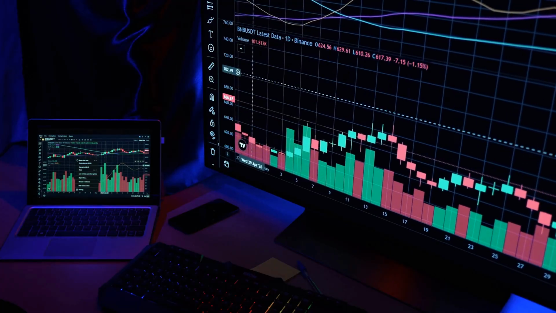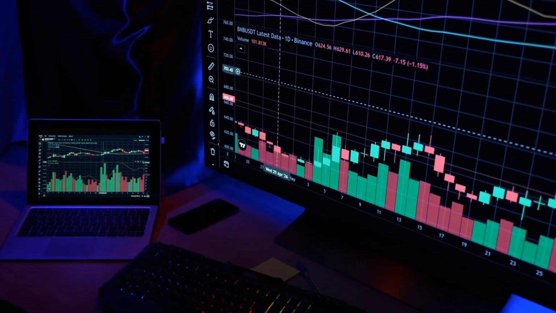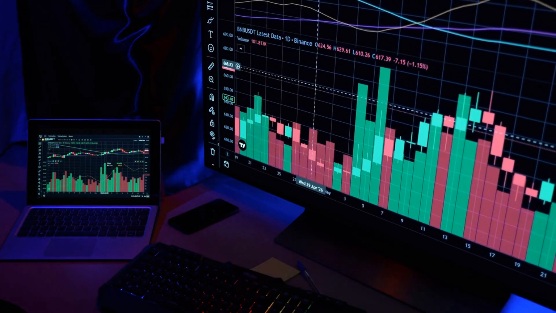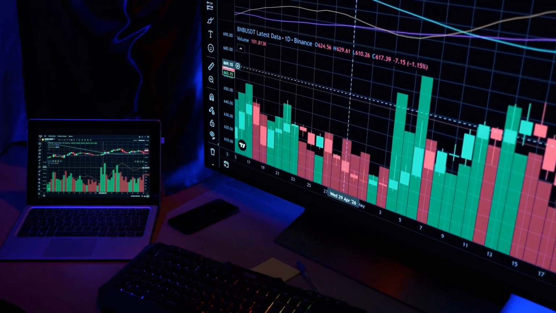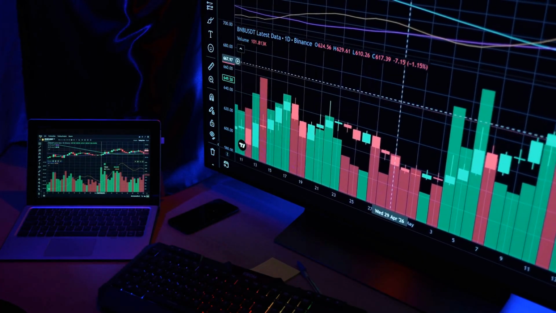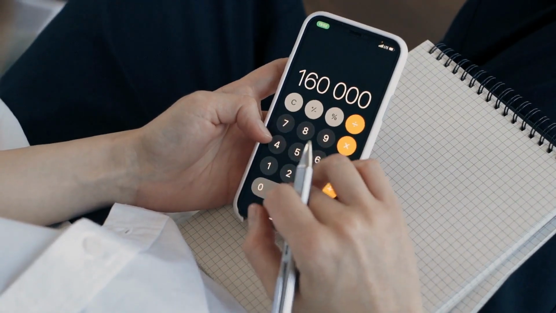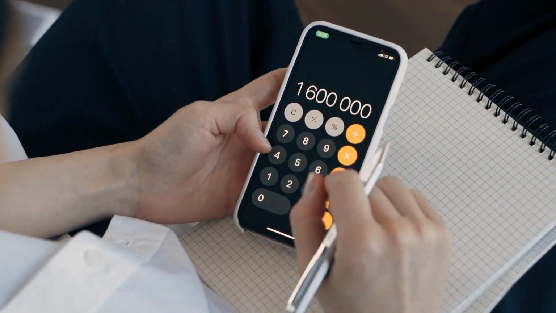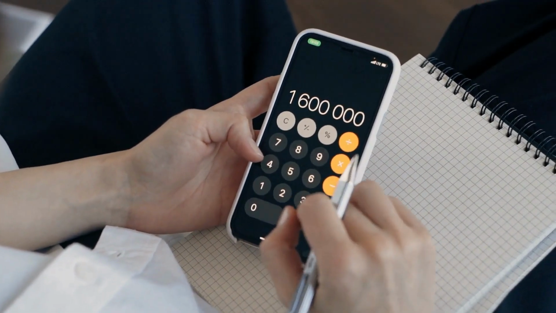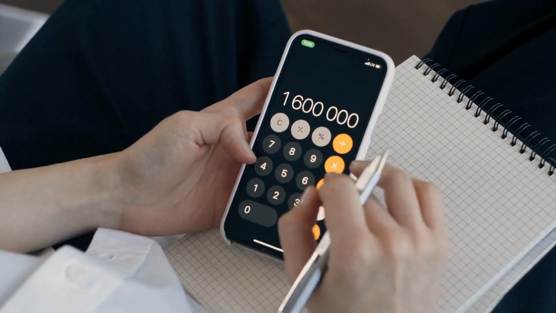Let's break that down with a concrete example. Imagine you have a $10,000 account and you decide your maximum acceptable loss per trade is 1%, or $100. That $100 is your risk amount. You see a stock trading at $50, and you place your stop loss at $48. Your stop loss distance is $2 per share.